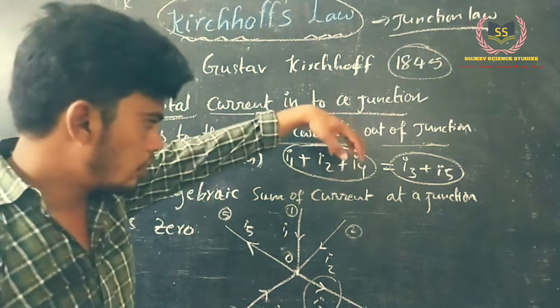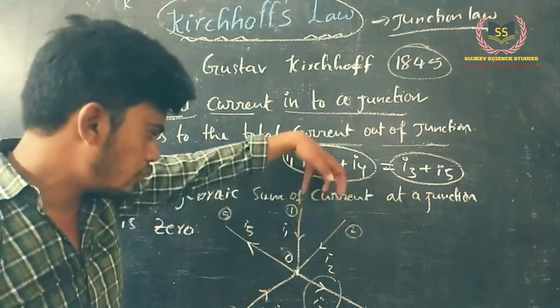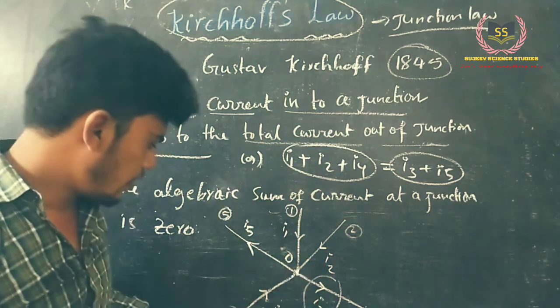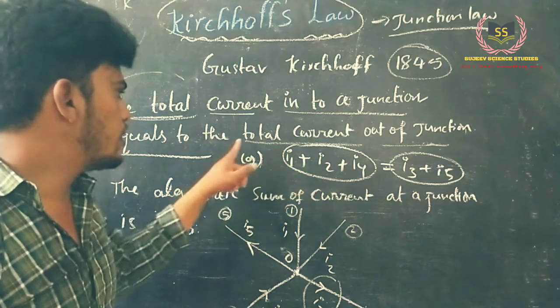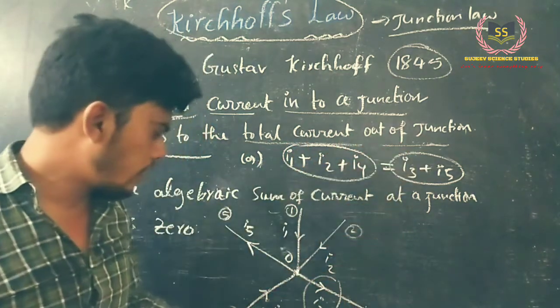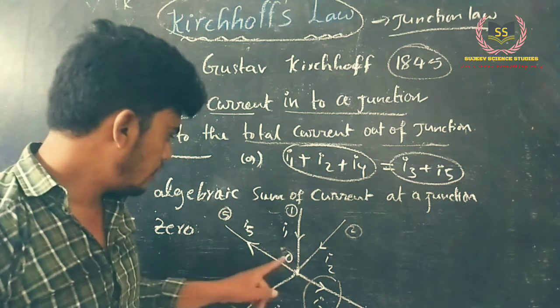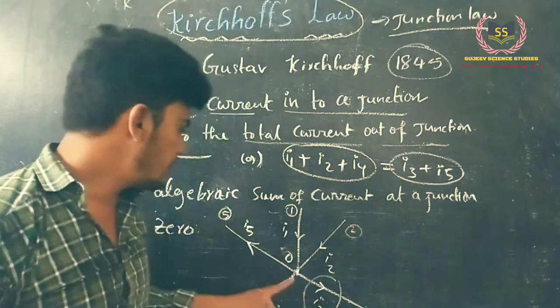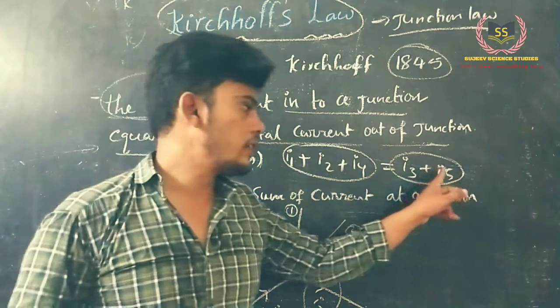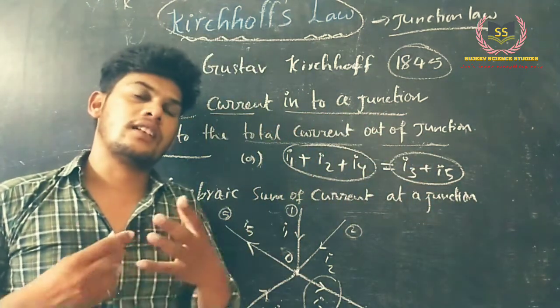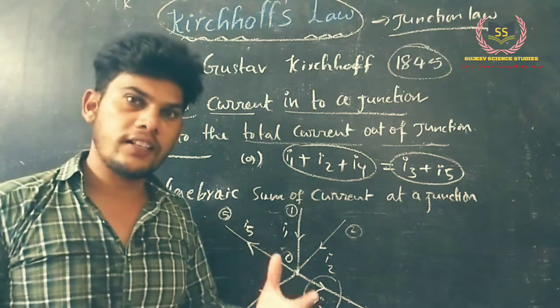The total current that goes into the junction. What is the current that goes into the junction? I1, I2 and I4 is equal to the current out of the junction. What are the currents that go out of the junction? In the conductors 3 and 5, I3 current and I5 current. So I3 plus I5. So this is Kirchhoff's first law. It is also called as a junction law.